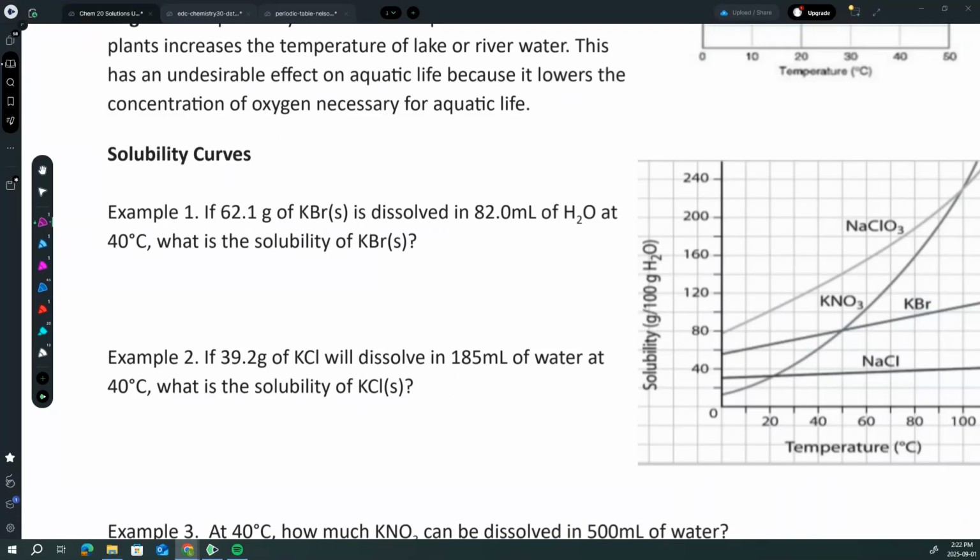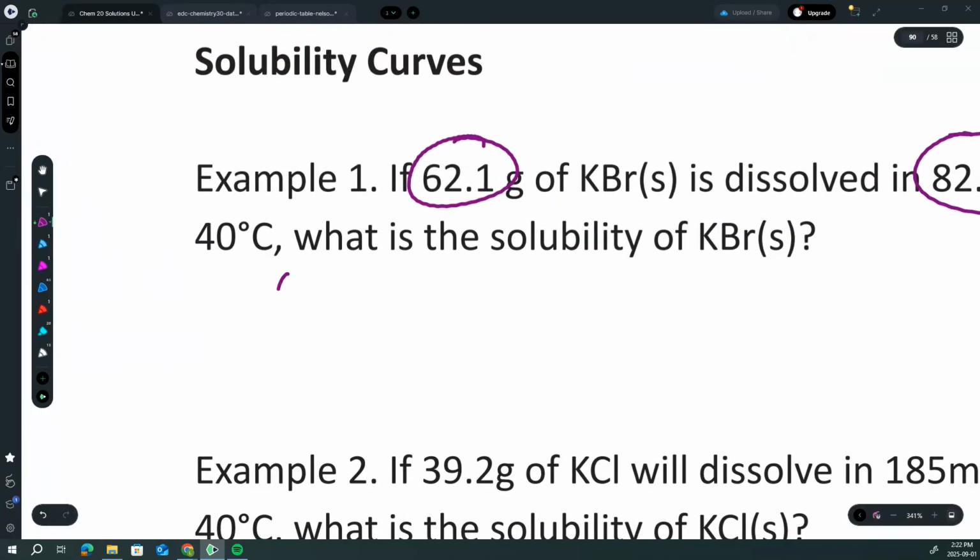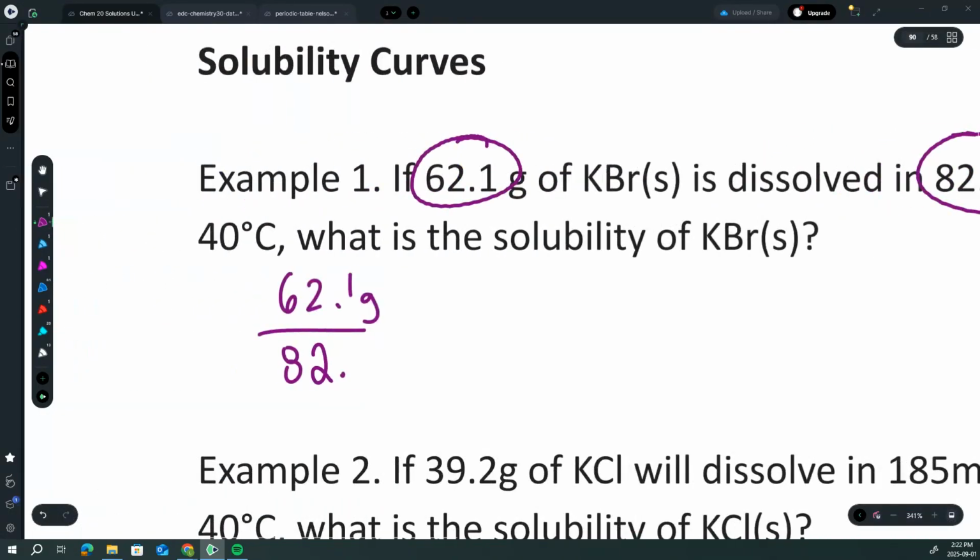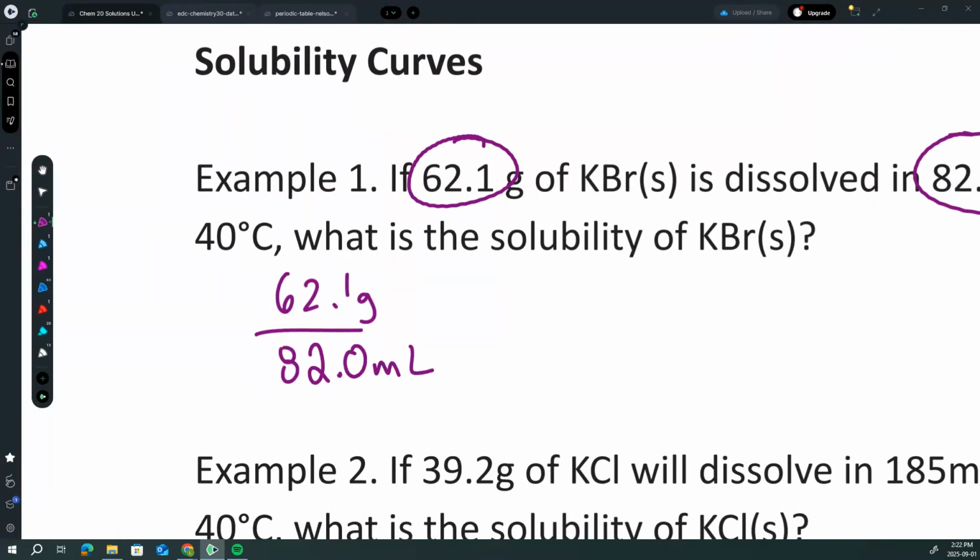For example, when it says if 62.1 grams of potassium bromide is dissolved in 82 milliliters of water at 40 degrees, what is the solubility? So we're being asked, okay, if we can dissolve this, what is our solubility value? Give it to me in grams per milliliter. So literally, we are just taking these two numbers, 62.1 grams and 82.0 milliliters, and just dividing the two. So we're going to get 0.7573. The number keeps on going forever.